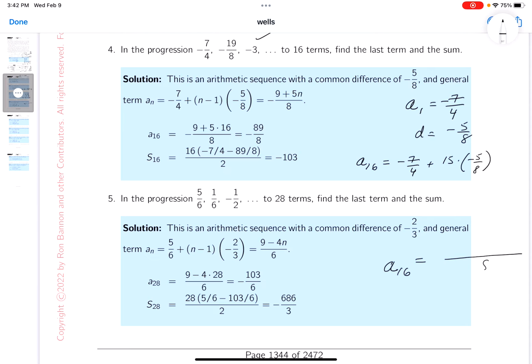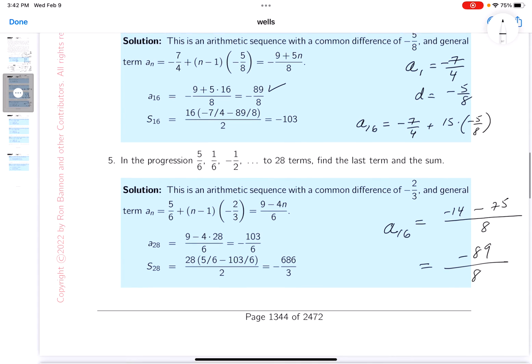Common denominator of 8, that would be minus 14. And then it's minus, well, 5 times 15 is 75. Then what do you get there? That would be over 8. And let's see, you get minus 89, right? So A16 is minus 89 eighths. I see that there. All right, so I feel pretty good that I'm getting the answers that I'm expected to get.